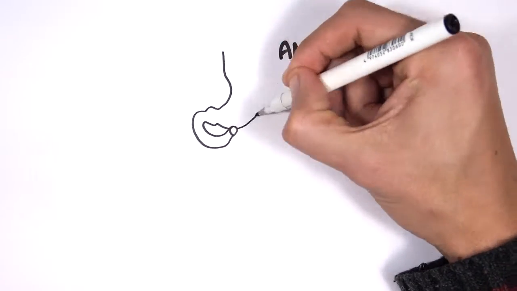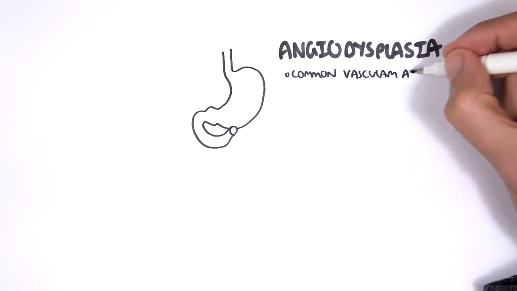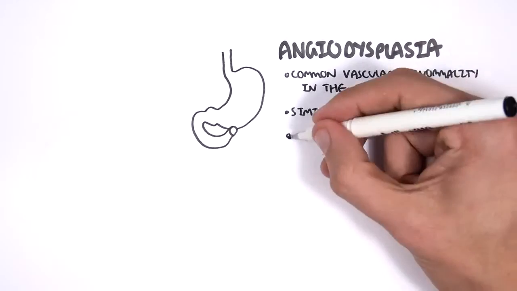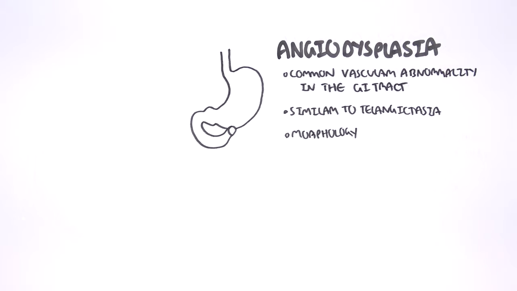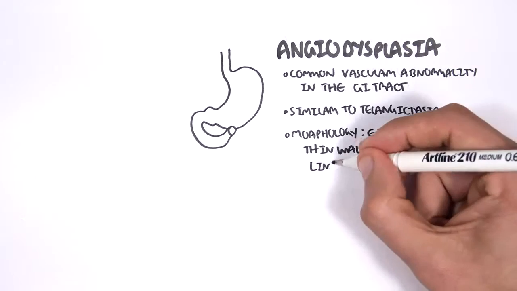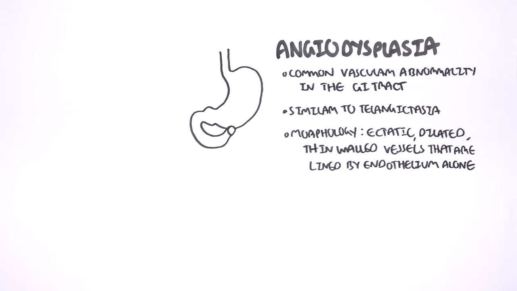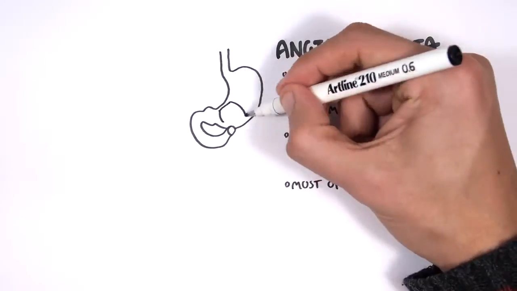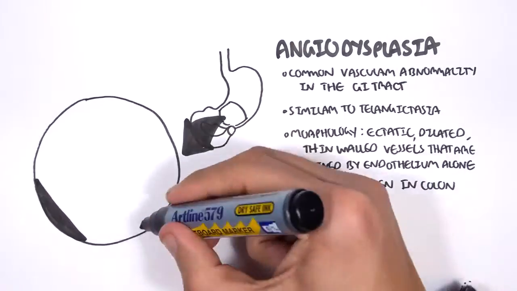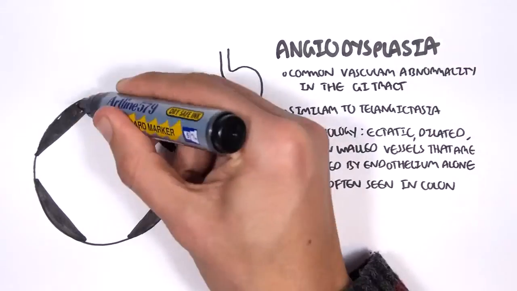The next potential cause of upper GI bleed is known as angiodysplasia, and it's a common vascular abnormality in the GI tract. It's similar to telangiectasia, and it occurs all around the GIT, but mainly the colon. Anyway, the morphology of angiodysplasia is that we have elastic, dilated, thin-walled vessels that are lined by endothelium alone. And as I mentioned, it's most often seen in the colon, but we can also see it in the stomach. So if we were to look into the stomach here using an endoscope, we would see potentially angiodysplasia, such as this.